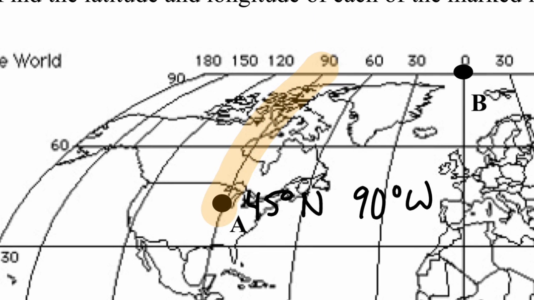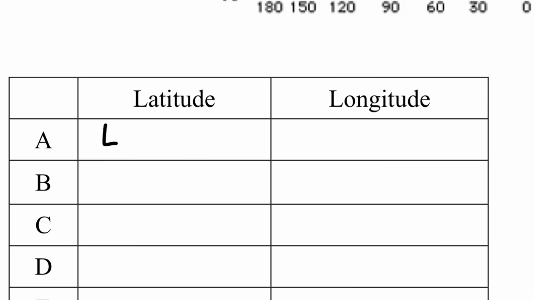And now the 45 north. Well, here's 30 north and here's 60 north. And this is right in between. So I guesstimated to be about 45 degrees north. So our answer becomes 45 degrees north, and that's approximate, and 90 degrees west. And that is not approximate because it's right on a line.